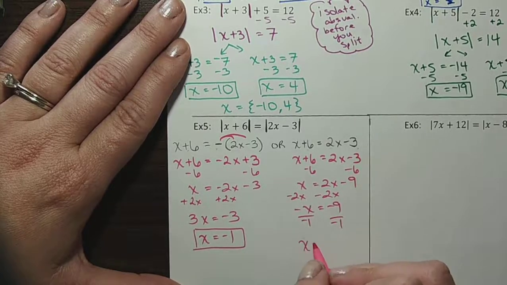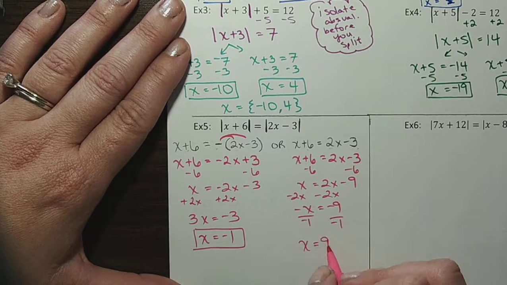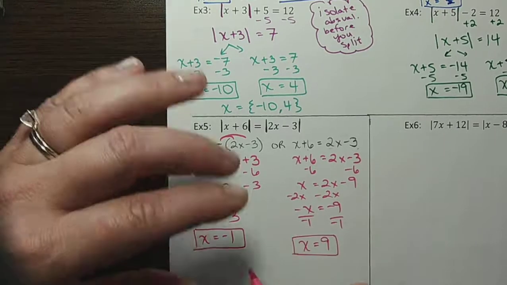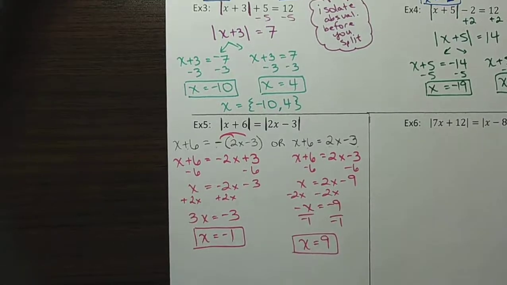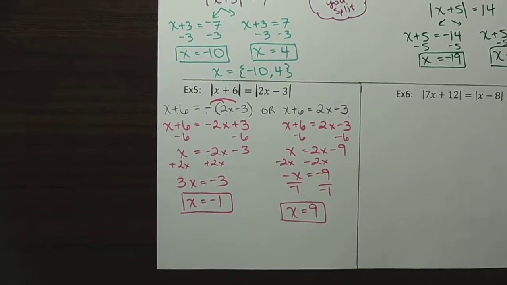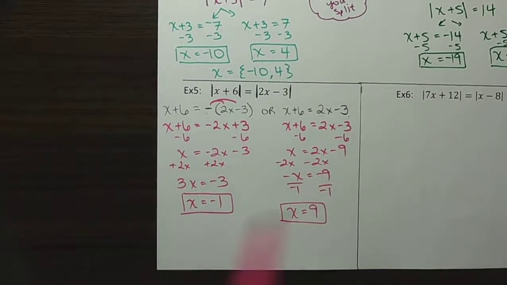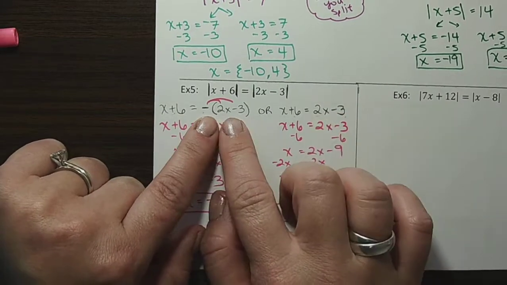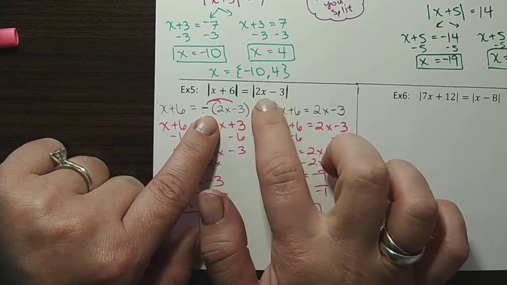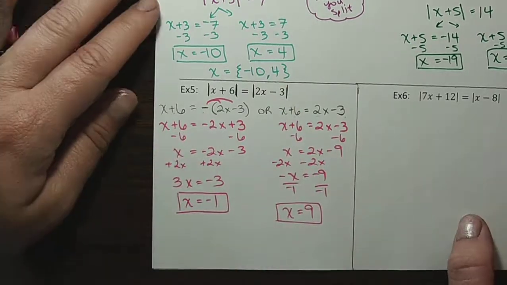You want to divide by negative 1 when you get to the bottom of this one, and it should be x equals positive 9. Make sure you guys can see that. Okay. So we still do negative and positive. It's just that negative applies to everything in there.